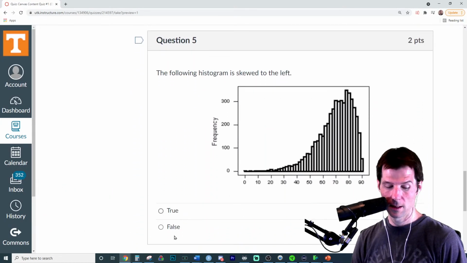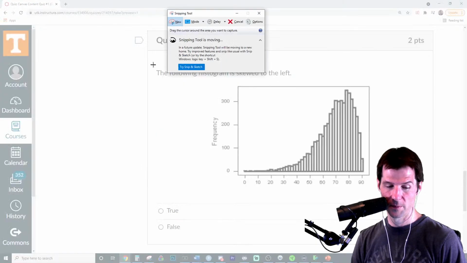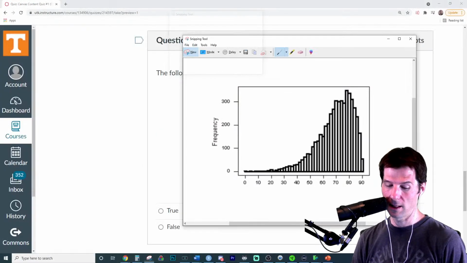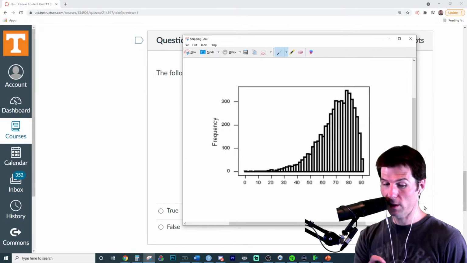Compute the median. Okay, so we've got skew right here. Right to the high, left to the low, whatever way the tail goes.